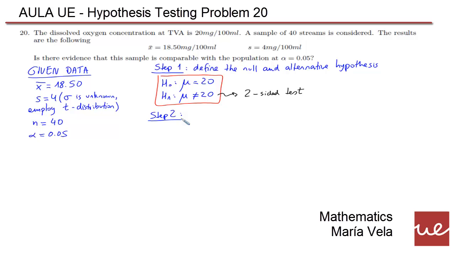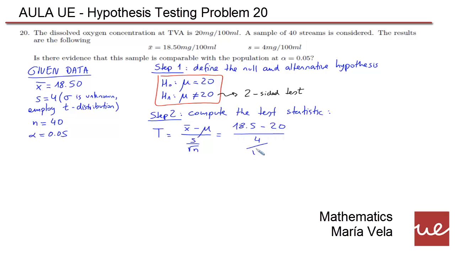And as I said, since sigma is unknown, in this particular case we have to calculate a test statistic that follows a t-distribution. So I'm going to employ capital T for the test statistic, which is x bar minus mu divided by s over square root of n. In this particular example, it is 18.5 minus 20 divided by 4 over square root of 40. If we operate a little bit, we get capital T equal to minus 2.37. This is the value of the test statistic, and then we can just go on.